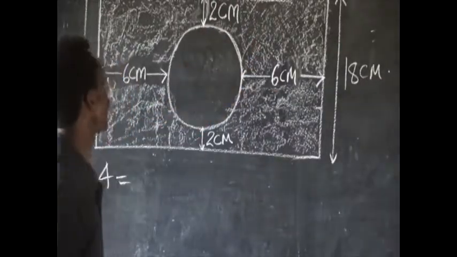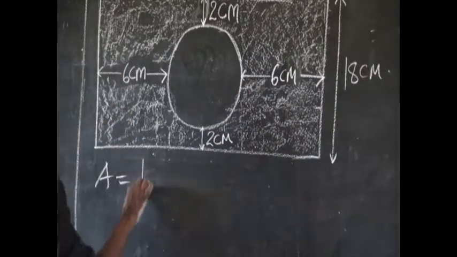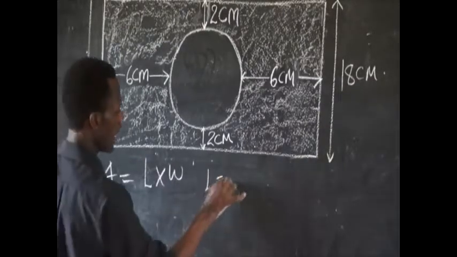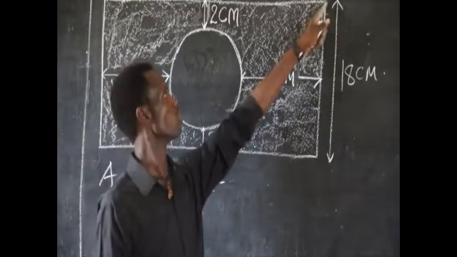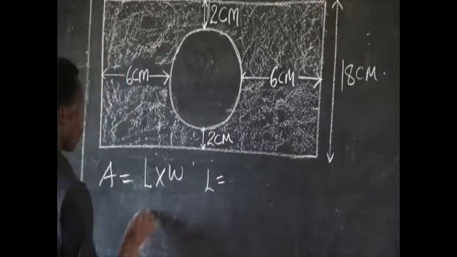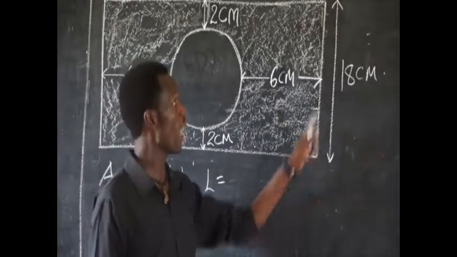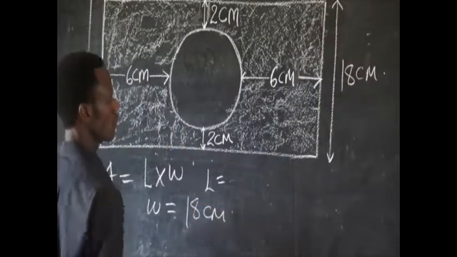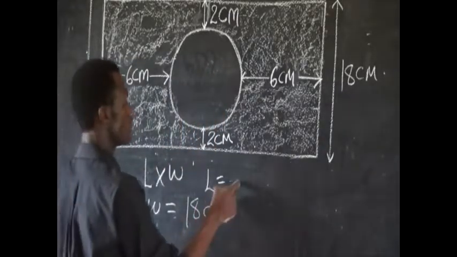Now we have to know the formula that will be used to find the area of the rectangle. That we know is length times width. Now you have to know the length. The length is from here up to here, which is equal to this one up to here. But we just know the width is equal to the distance from here up to here, so width is equal to 18 centimeters. Now we just need to know what the length is.